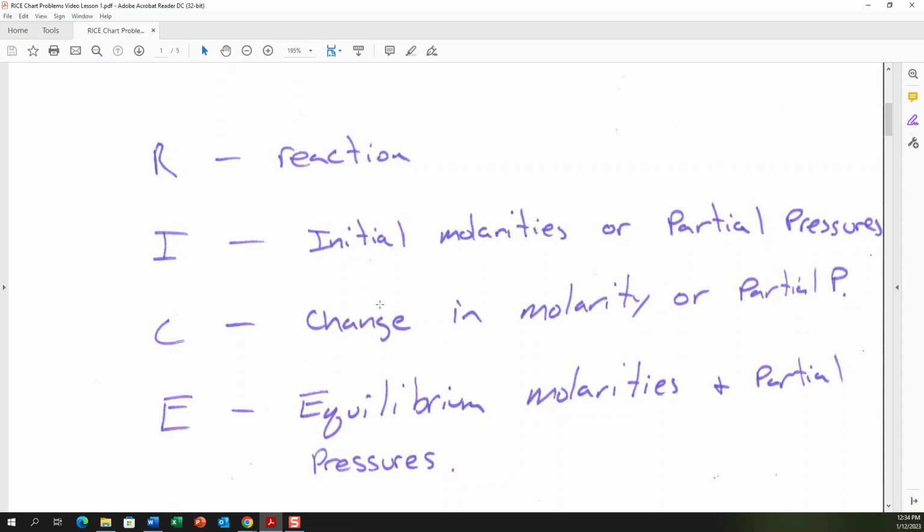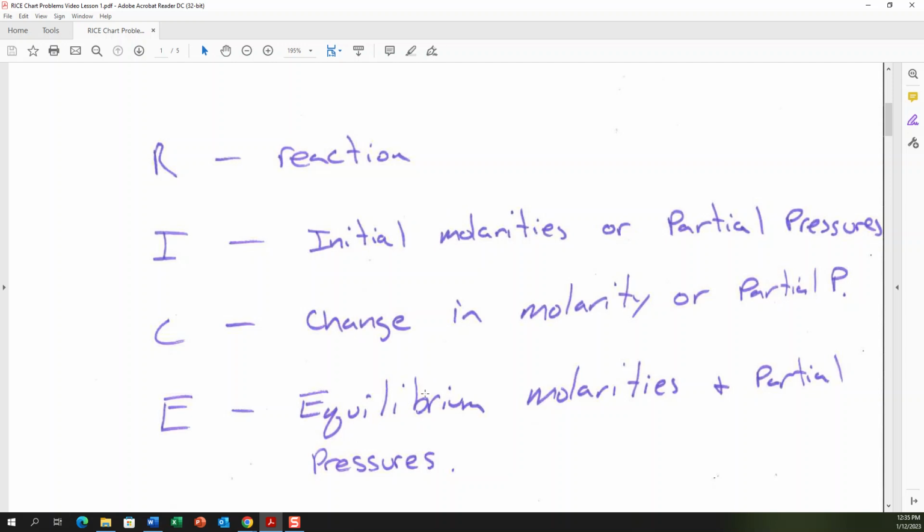So if you're given moles, you've got to divide by the volume to make it molarity. Or let's say you're given moles and you needed partial pressure, you've got to plug it into PV = nRT and solve for the partial pressure. That's pretty rare. I haven't seen that before on an AP exam, but that's what you would do. If you're given grams, you'd have to convert to moles and then divide by the volume to get molarity. So just understand that any numbers that you're putting into a rice chart in the initial category has to be either molarity, moles per liter, or partial pressures.